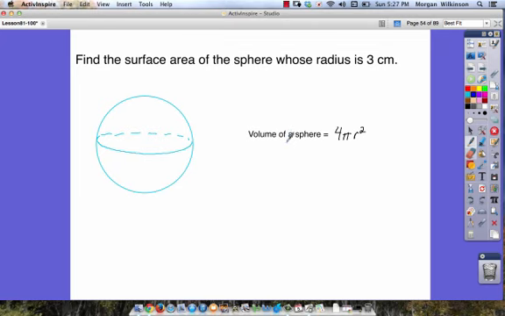Alright, our final problem for today is to find the surface area of the sphere whose radius is 3 centimeters as well. So let's draw out our picture. We've got our sphere. The radius is 3 centimeters. So that's the distance from the center to the outside edge. And the volume of a sphere, this is not the volume of a sphere. I've copied that from the last page. The volume of a sphere, we know, is 4/3 times pi times the radius cubed.